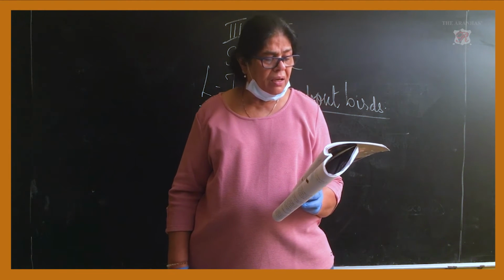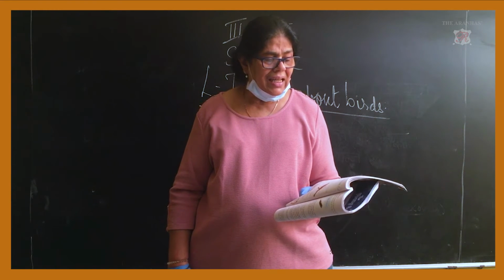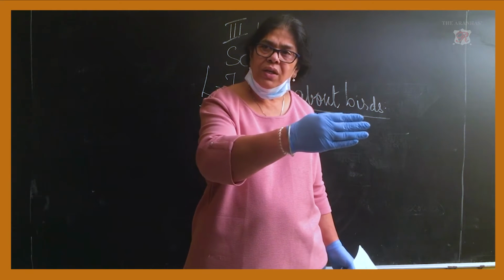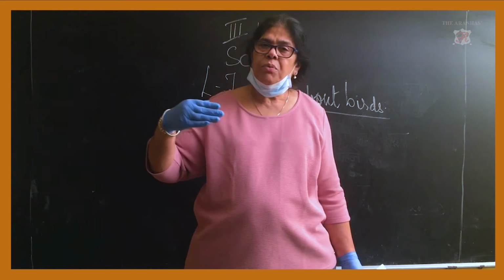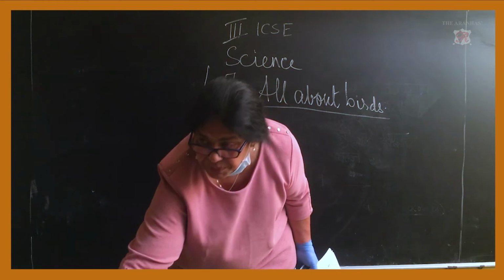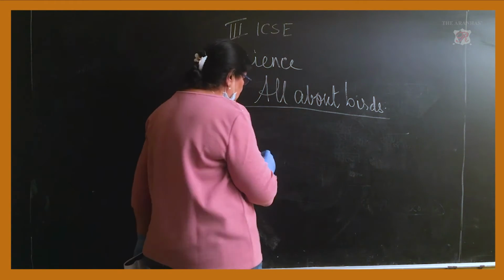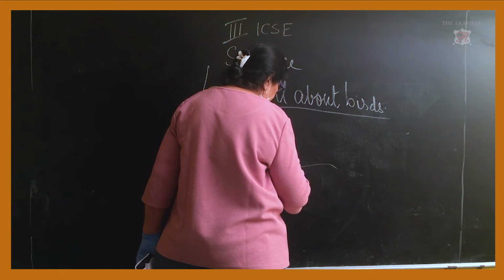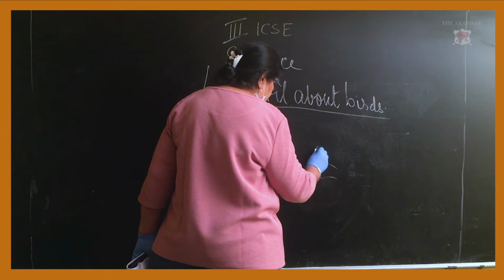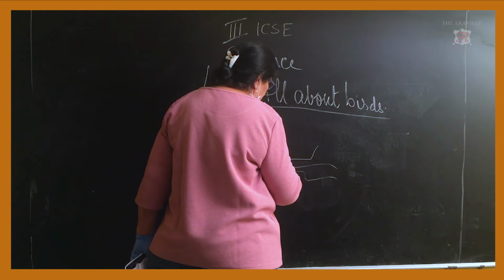Why is it shaped like a boat? So that it can easily cut through the air. It is shaped like a boat because it cuts through the air. The same way, the boat is shaped in such a way that it can cut through water. That is why we shape the boat in this way.